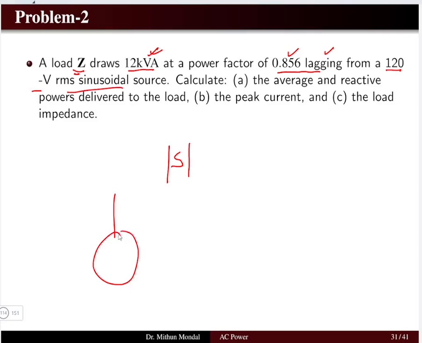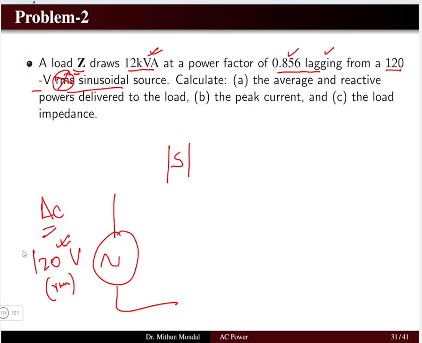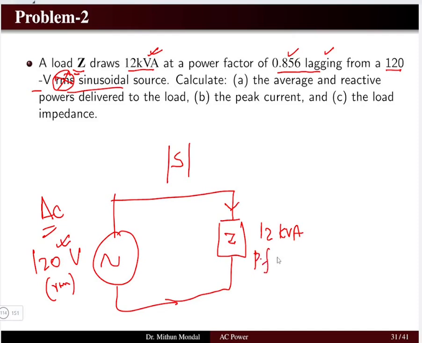So you have a source here, whose magnitude is 120 volts, and this is RMS. It is already mentioned here. Sometimes it will not be mentioned, and you have to always take it as an RMS quantity, because we are dealing with AC quantities. Now this source is given to the load Z. The load Z is drawing 12 kVA of apparent power, and the power factor of the load is 0.856, lagging in nature.